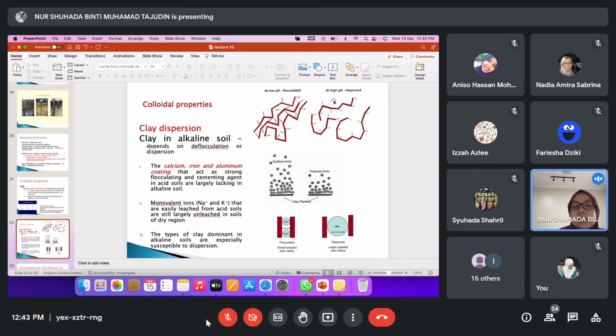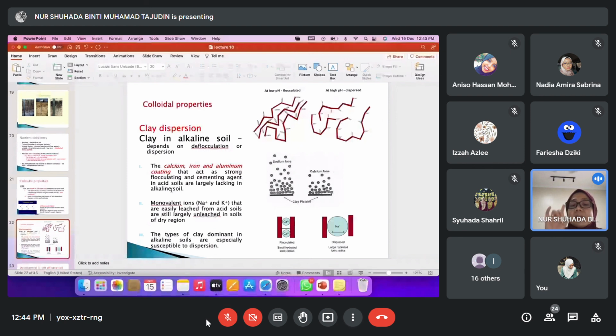The calcium, iron and aluminium coatings that act as a strong fortifying and cementing agent in acid soils are largely lacking in alkaline soil. We need these calcium, iron and aluminium coatings in a stable amount. However, in sodic soil or alkaline soil, we do not find them at all. It is dominated by sodium and potassium, and usually sodium is the most abundant.